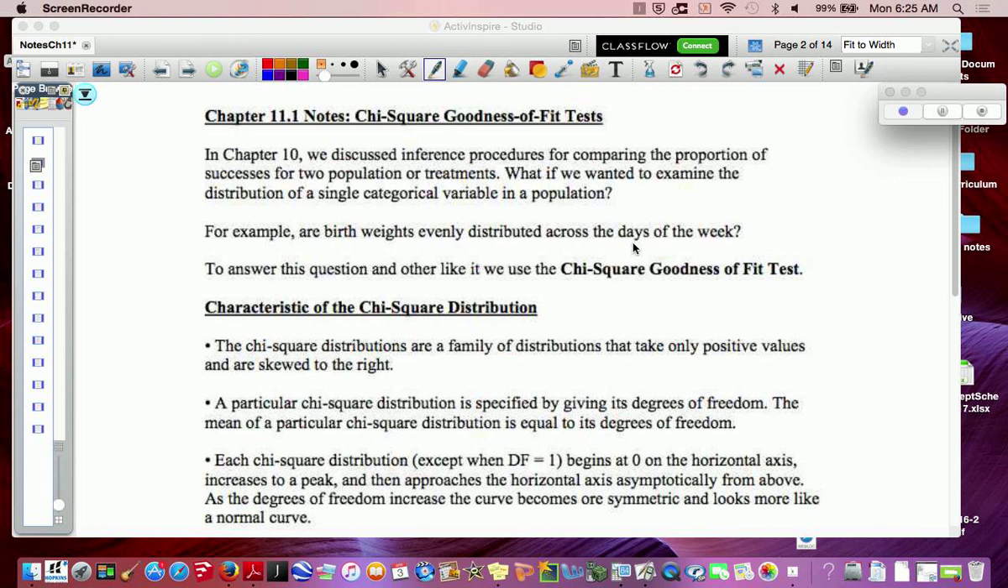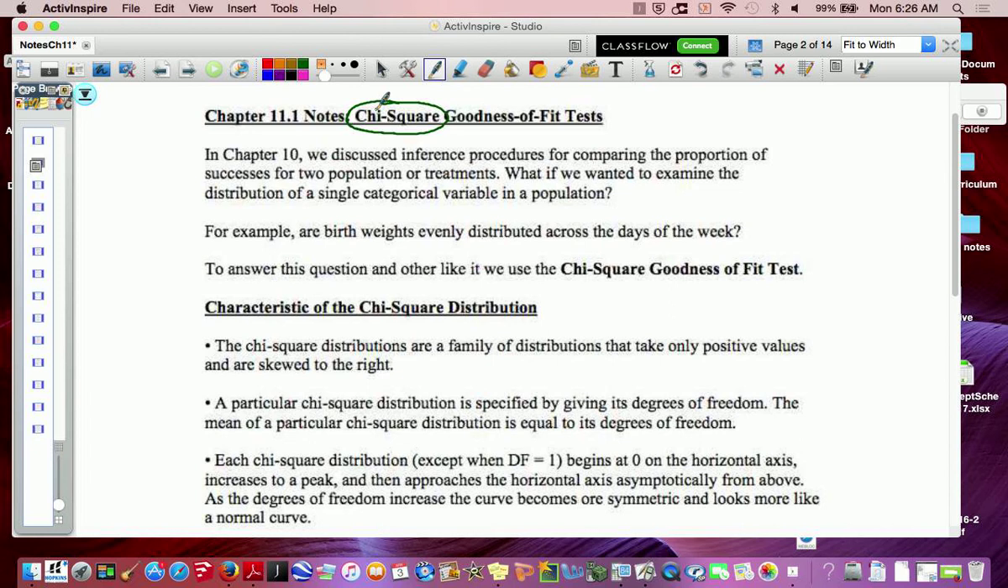All right, let's take a look at the chapter 11.1 notes on chi-square goodness of fit tests. So this brings us to a new type of distribution called chi-squared, and we'll talk a little bit about it here in the bottom. But basically chi-squared type problems, what we'll take a look at, at least this first one, which is called the goodness of fit test, we'll take a look at situations where we're going to compare multiple proportions of successes within a population.